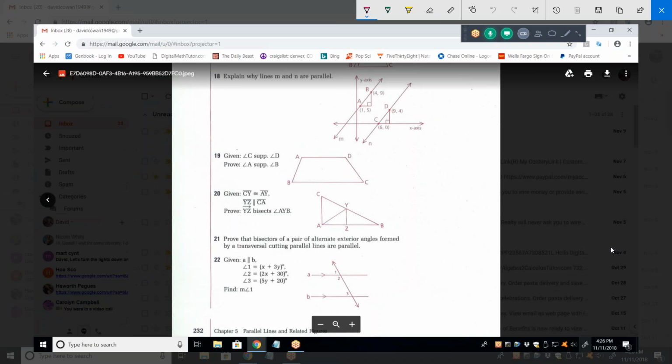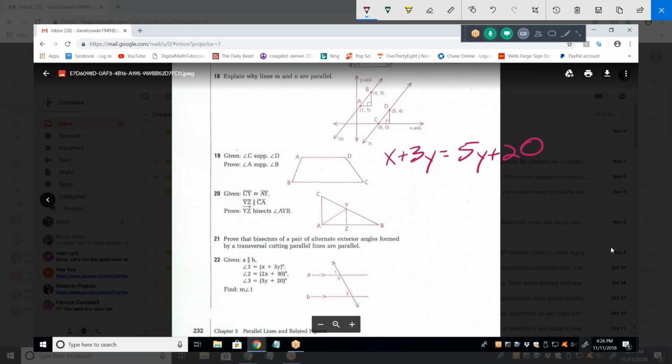Okay, here's a simple parallel lines with a transversal. This should be very straightforward. They're giving everything to us in terms of variables. So what can I write? I need to write some equations because I'm going to have to solve for these variables. x plus 3y equals 5y plus 20. Can I solve that?